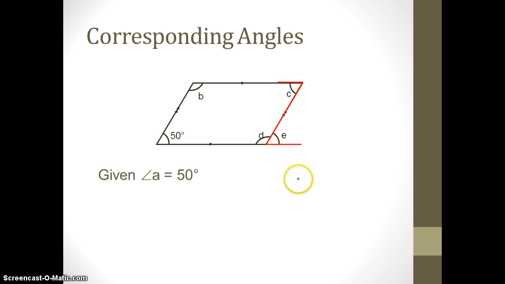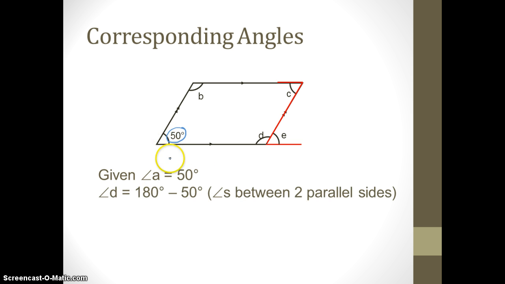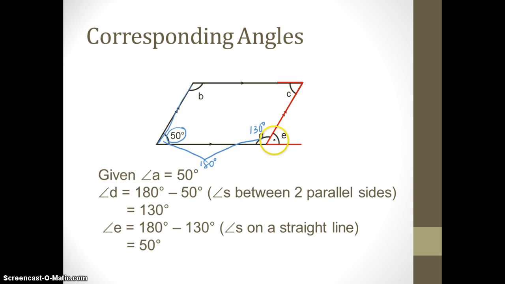Corresponding angles. What are corresponding angles? Given that angle A is 50 degrees, we want to find angle D. They lie between these two parallel sides. So angle A plus angle D is 180 degrees. So angle D is 180 minus 50, which gives you 130 degrees. So angle E is 180, with angles on a straight line, minus 130. So this is 50 degrees. So angle E is also 50 degrees.